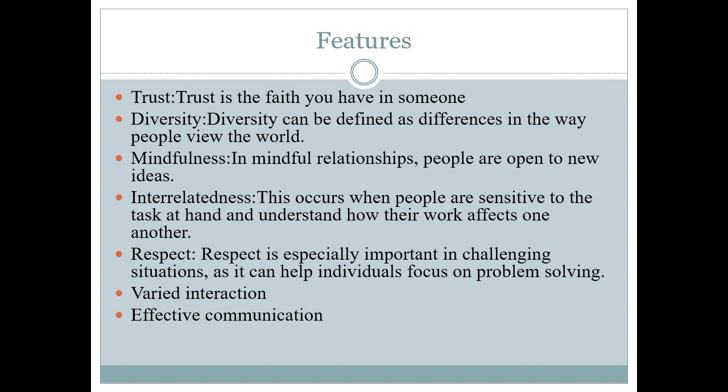So all these relationships are included in interpersonal relationship, because it happens between two or more people, right? So what is the foundation of all these relationships? It is trust. What do you mean by trust? Trust is just the faith you have in someone.